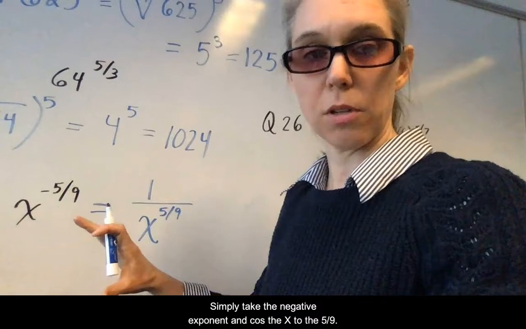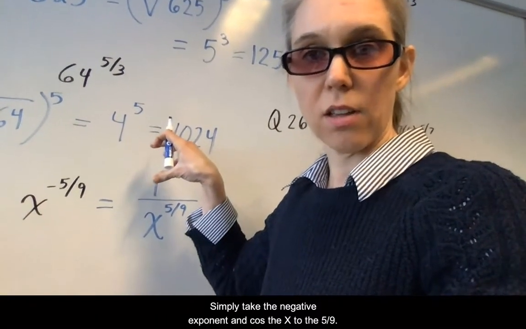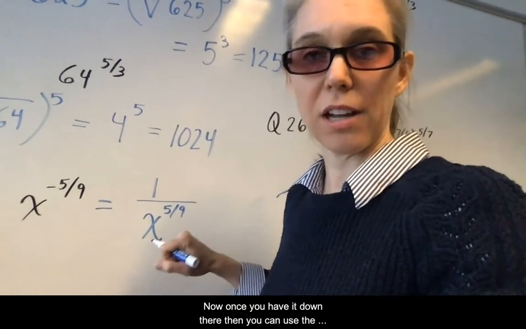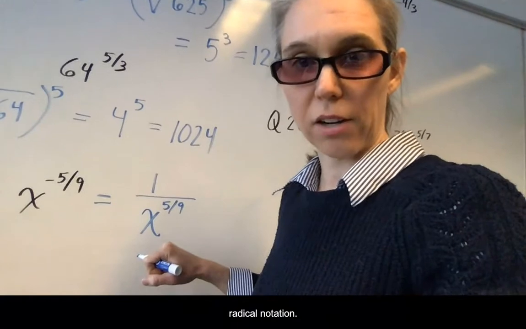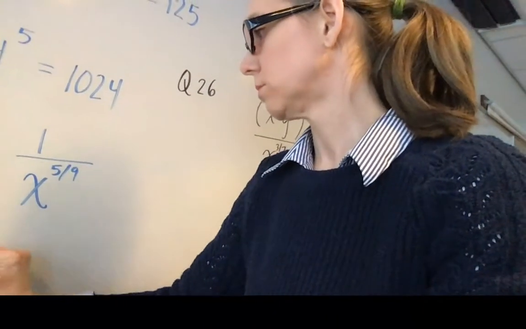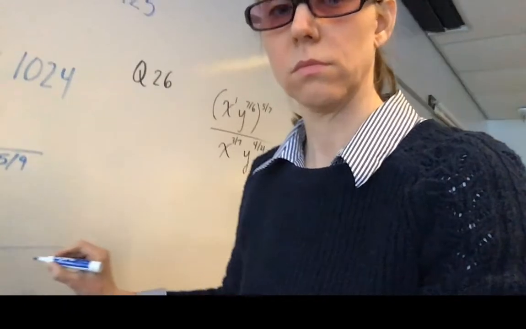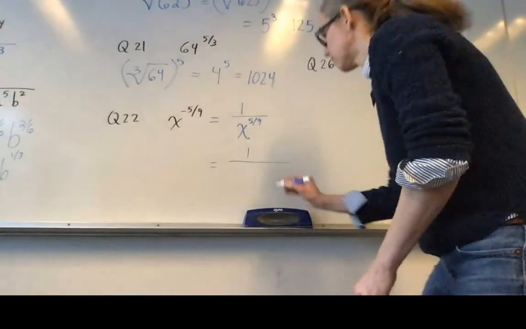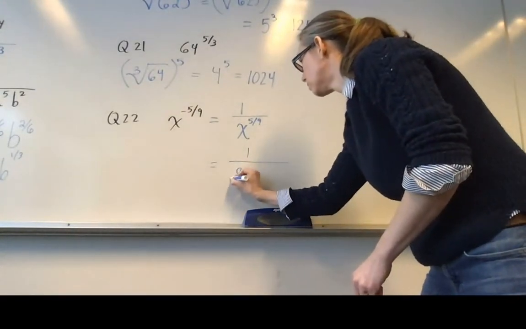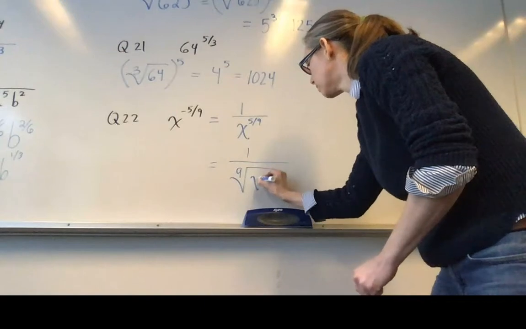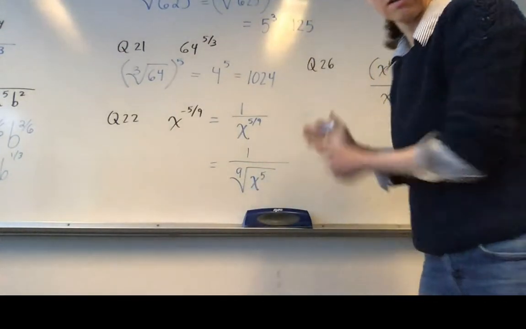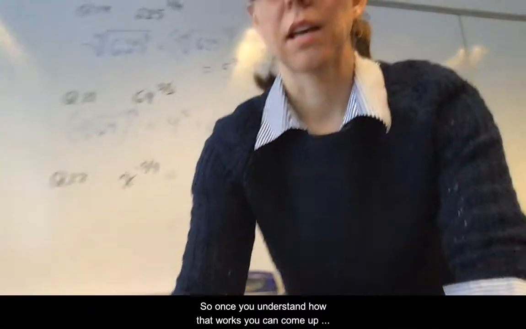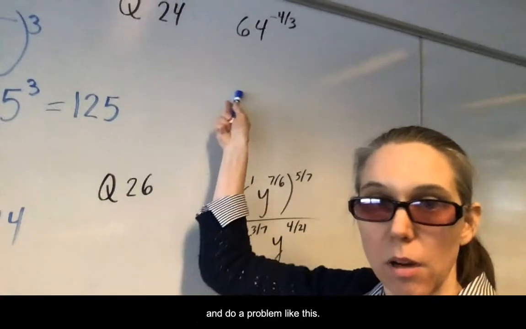Simply take the negative exponent and cause the x to the 5/9 go downstairs to the denominator. Now, once you have it down there, then you can use the radical notation. Let me put this down. Okay, ta-da! So once you understand how that works, you can come up and do a problem like this.